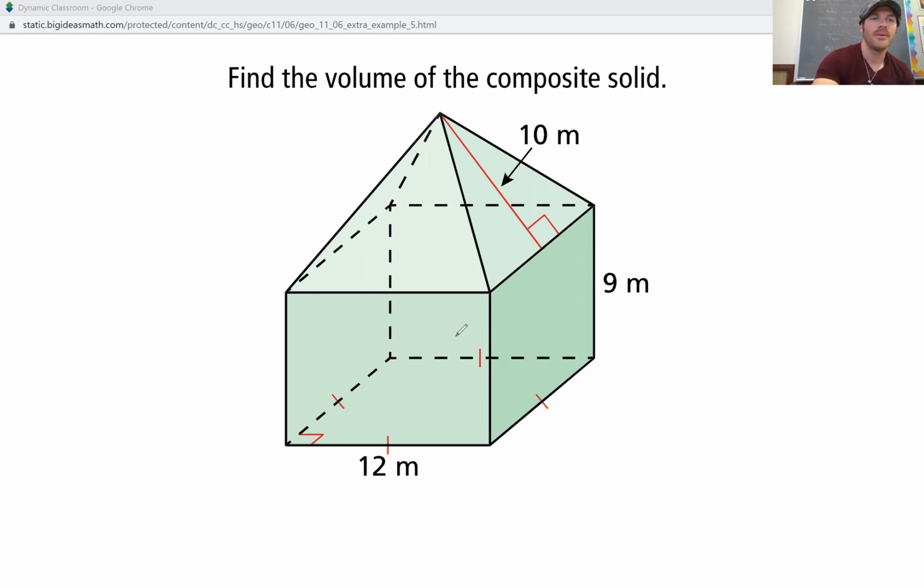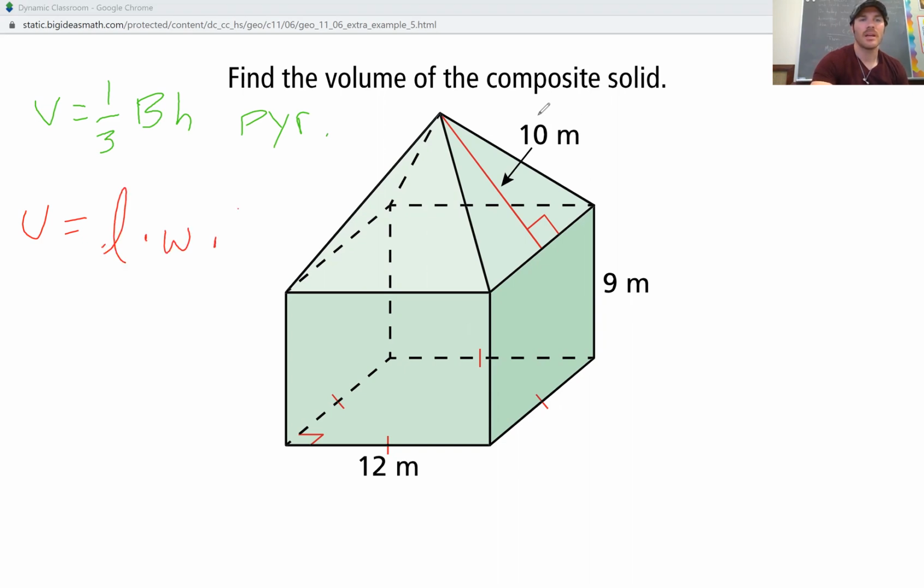So the volume of a pyramid, from the latest core concept that you wrote in your notes, equals 1/3 times the area of the base times the height. Okay, that's for a pyramid. And then we have the volume of the cube, which equals length times width times the height. And this is easy to find for a cube. So let's go ahead and find the volume for the cube. Then we'll find the volume for the pyramid, and then we're just going to add them together.